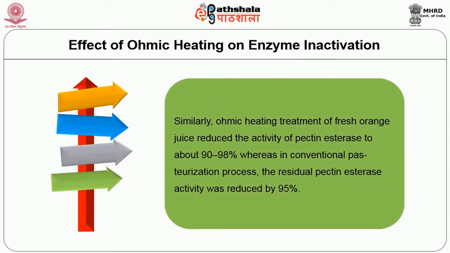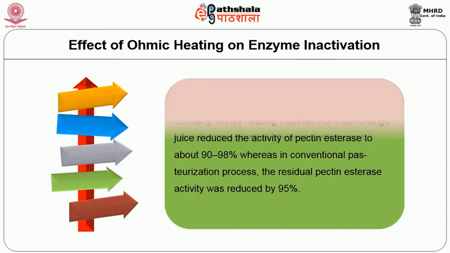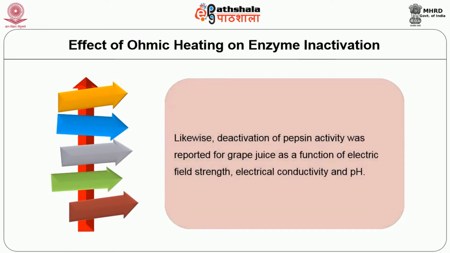Similarly, ohmic heating treatment of fresh orange juice reduced the activity of pectin esterase by about 90 to 98%, whereas in the conventional pasteurization process, the residual pectin esterase activity was reduced by 95% only. Likewise, the deactivation of pepsin activity was reported for grape juice as a function of electric field strength, electrical conductivity and pH.